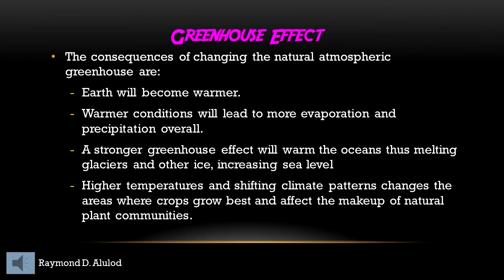Greenhouse effect. The consequences of changing the natural atmospheric greenhouse are Earth will become warmer. Sa pagdami ng greenhouse gases ay lalong umiinit ang ating mundo. Directly proportional ang temperature ng nanggagaling sa ating araw at ang amount ng greenhouse gases na ating nailalabas. Ibig sabihin, sa pagdami ng ating greenhouse gases ay sa pag-init lalo ng ating mundo.